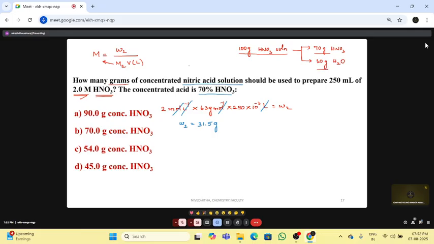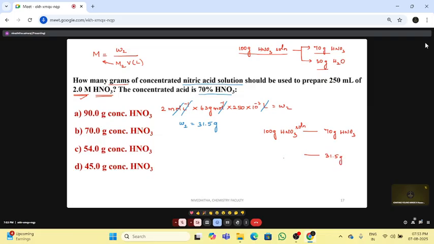Okay, now according to this problem and this data, we know that 31.5 gram of nitric acid is required. So I have this nitric acid solution, and if you take 100 gram of nitric acid solution, then that contains how much gram of nitric acid? It is 70 gram of nitric acid, right? So how much gram of nitric acid do we need? It is just 31.5 gram.